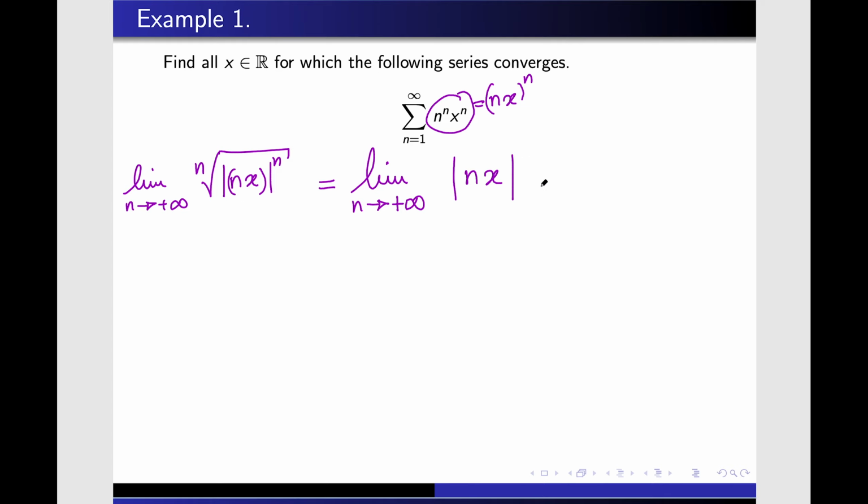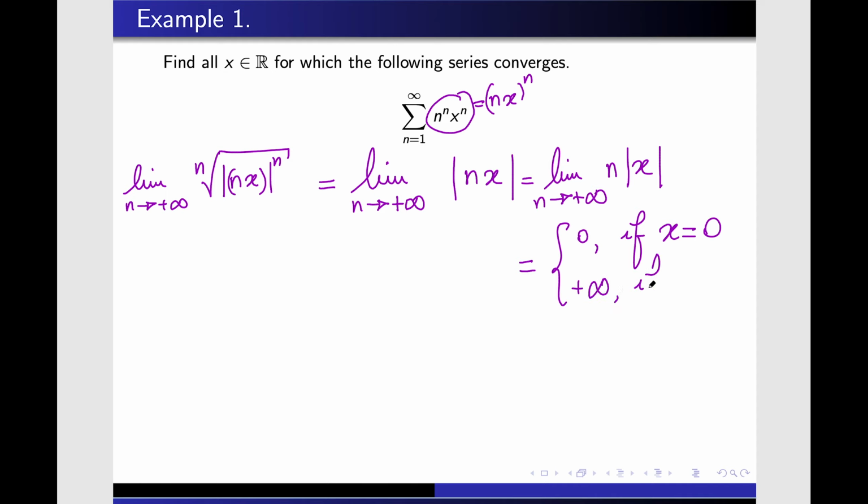And then this is equal to the limit as n goes to plus infinity. Since n is going to plus infinity, n is certainly a positive quantity, so the absolute value is n times the absolute value of x, correct? And what is this? Well, it depends what x is. If x is 0, this is 0. And if x is non-zero and n is blowing up, this product is also going to blow up, right? So this means two things. This is 0 if x is equal to 0, and it's plus infinity if x is non-zero.